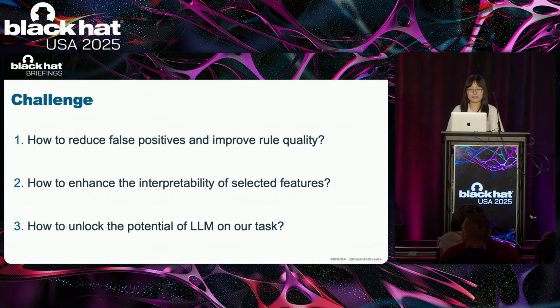In summary, we face the following challenges. First, how to reduce the false positives and improve rule quality. Second, how to make selected features more interpretable. For example, we hope the selected features have meaningful semantics and relate to sensitive behaviors. Finally, large models show strong performance across domains. However, how to unlock their prediction ability for automated rule generation is still a major challenge.